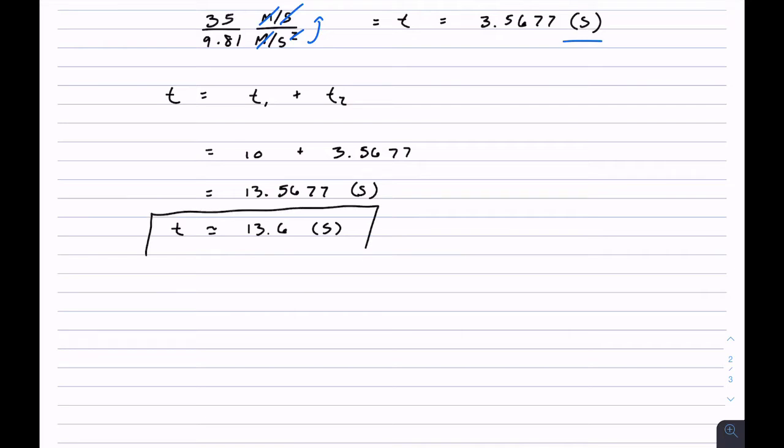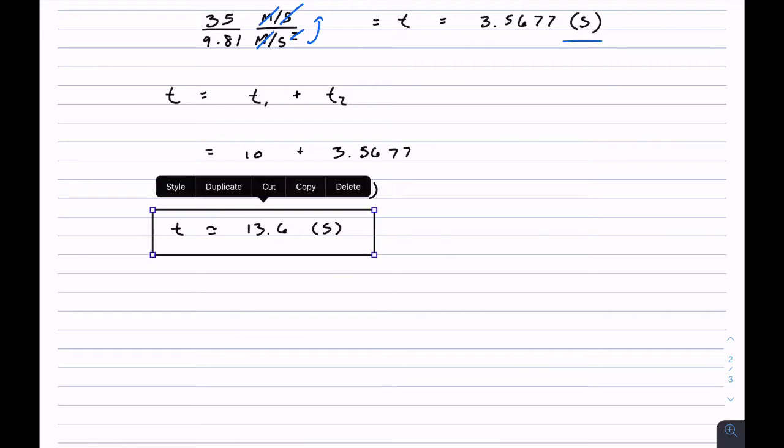So that is the answer. And that could be due to my interpretation. If it's just asking for how long it takes from the end of trip 1 to the top of its path, that's just 3.5 seconds. But I'm assuming it wants the time for the whole trip, okay? Now we need to solve for maximum height.